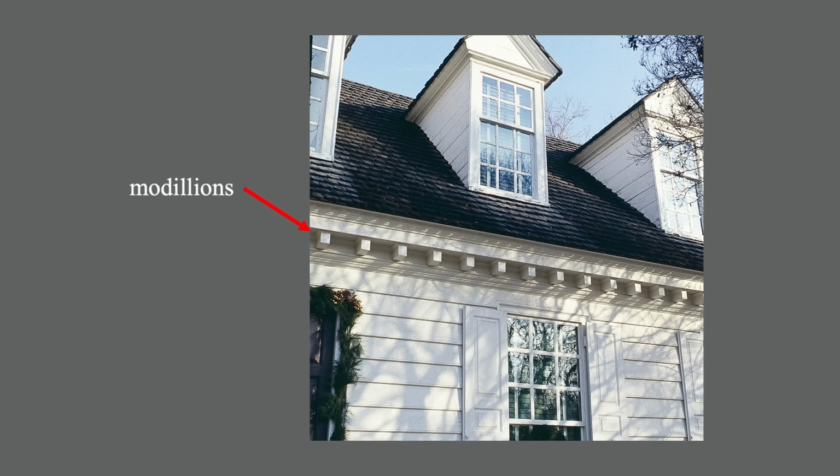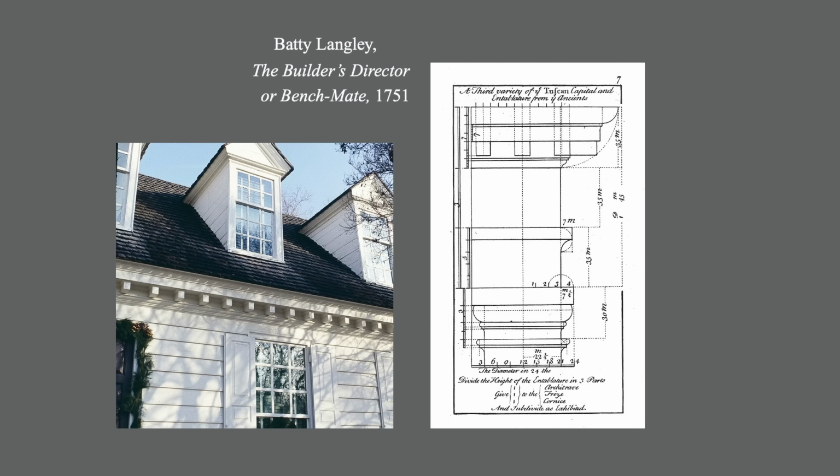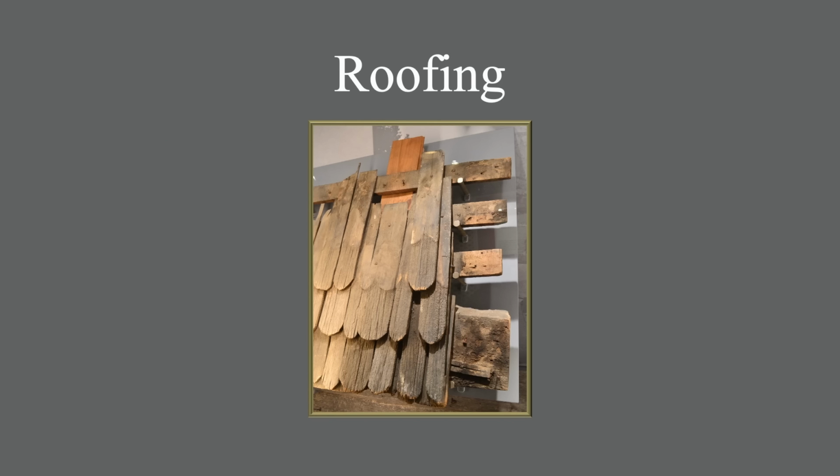Here we see simple plain modillions, probably copied from one of the many pattern books used by colonial builders. We see similar plain modillions illustrated in Batty Langley's The Builder's Director. And note that Langley describes the order as, quote, Tuscan capital and entablature from the ancients, unquote. Well, we can now consider roofing materials common to colonial dwellings.